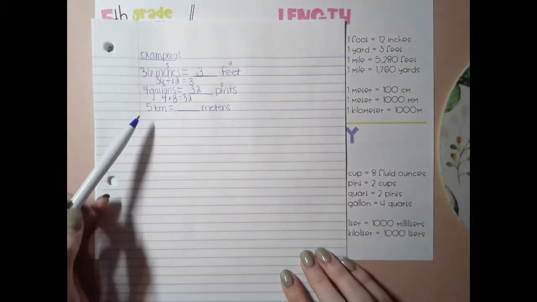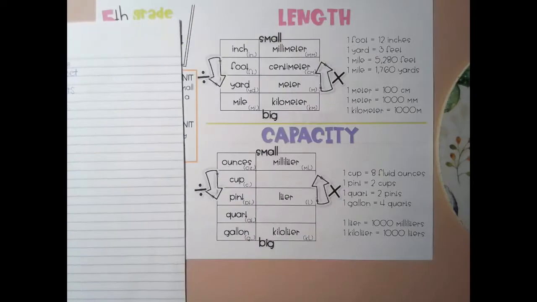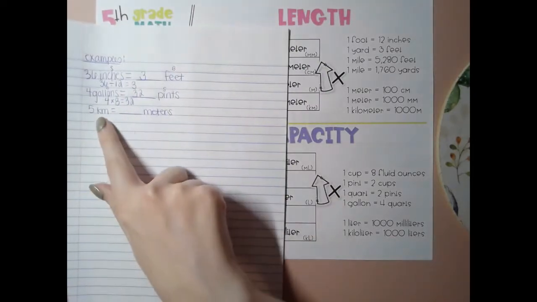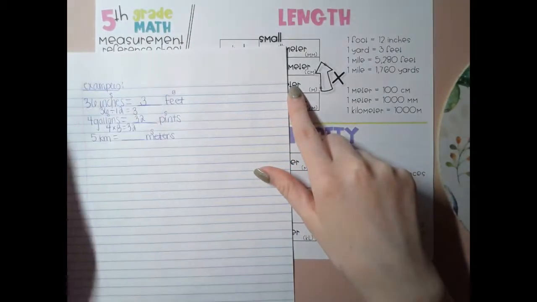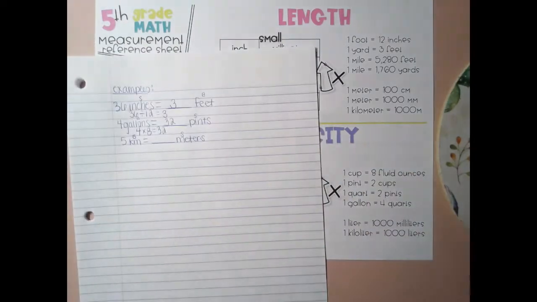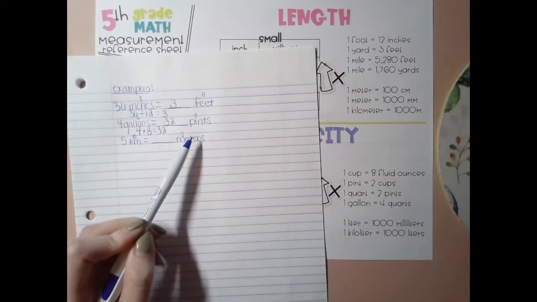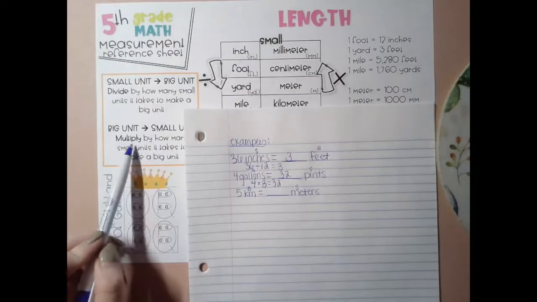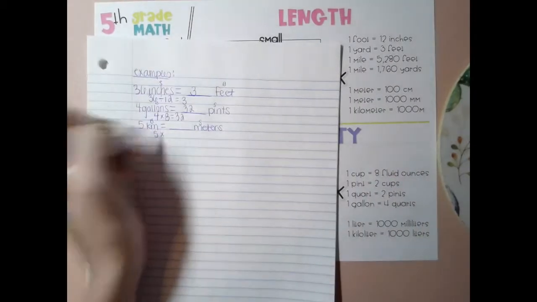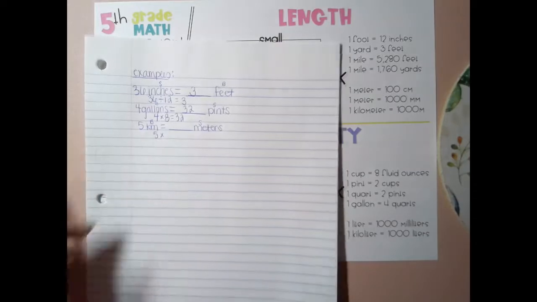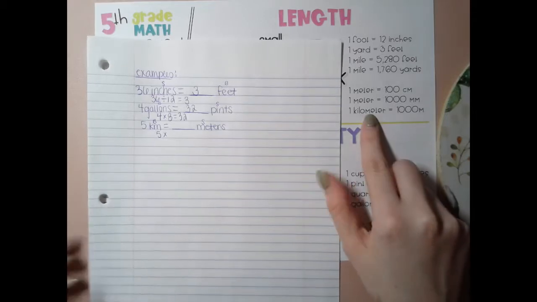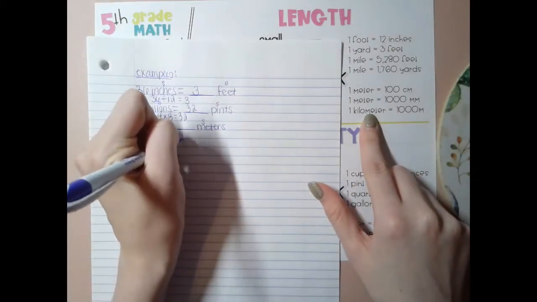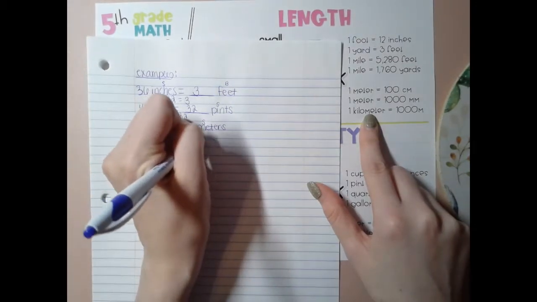And the last one I'm going to show you, 5 kilometers, change it to meters. First question, which unit is smaller, kilometers or meters? And that would be meters. So meters is my smaller unit, kilometers is my bigger unit. Second question I ask them, are we going from a small unit to a big unit or a big unit to a small unit? And this one we're going from a big unit to a small unit. Big unit to small unit, we multiply 5 times. We multiply by how many small units make up a big unit, how many meters make up a kilometer, and 1,000 meters make up 1 kilometer. So 5 times 1,000 would equal 5,000.